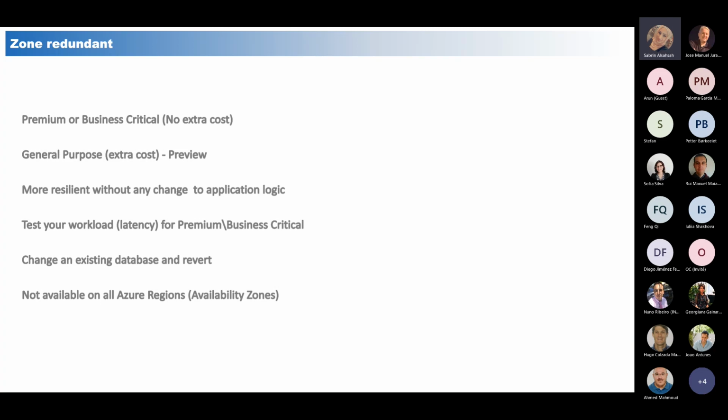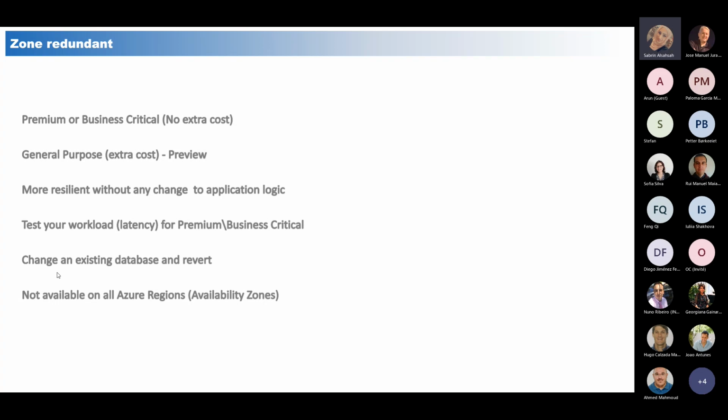Now, as I mentioned, this is currently available for the premium and business critical tiers, and it is without any extra cost. For the general purpose, since it is currently in preview, you will have extra cost with it. But the good thing about using this feature is that no changes are required on the application and how it's connecting to your database. And also you will get better latency because you will be working within the same region, and all the availability zones are available in the same region.